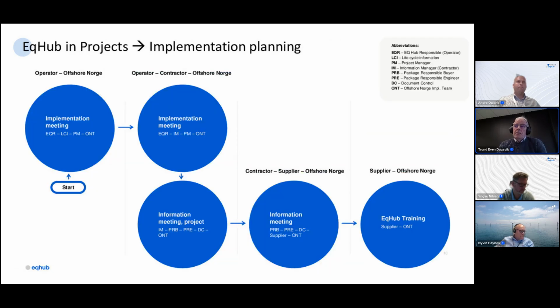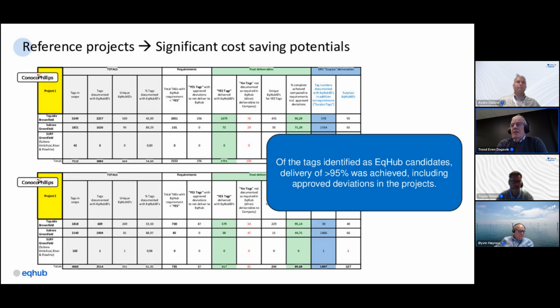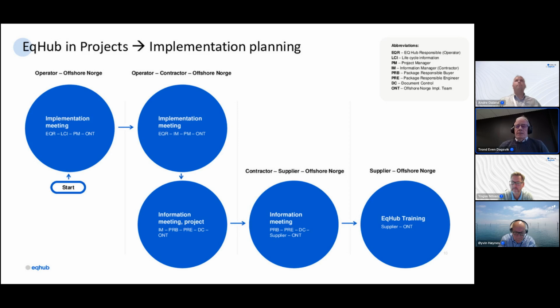This project also used the EqHub on subsea equipment, and one of the projects achieved just over 71%, including approved deviations, and the other project about 45%. The result must be said to be good, seen in the light of the fact that the EqHub was new for the subsea delivery, both for the operator and the supplier. And then we can take the next one.